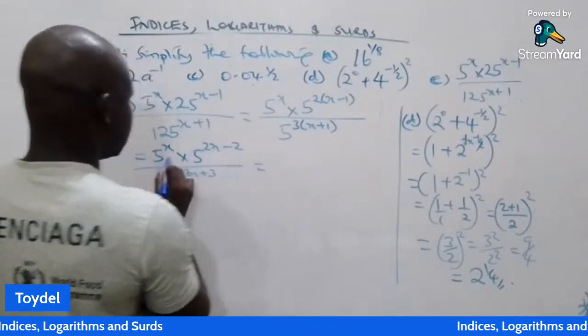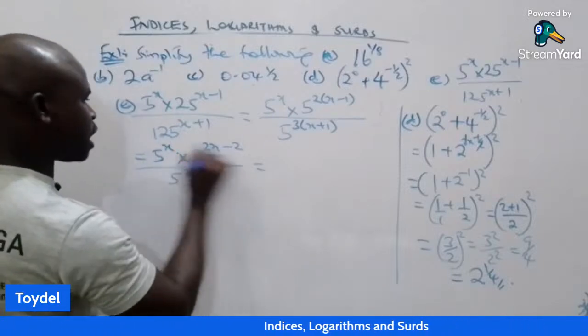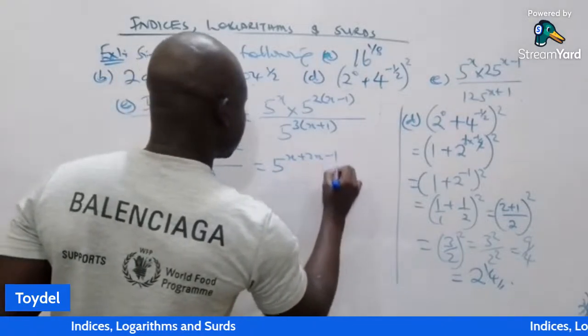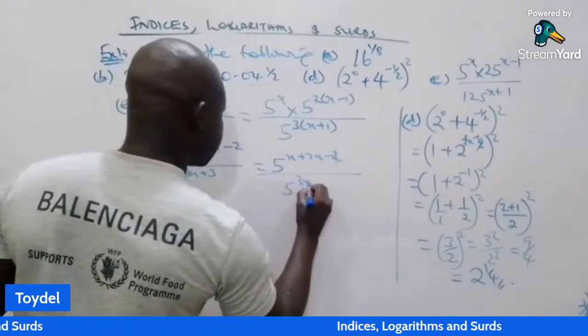Then from there, the bases are equal. The operation is multiplication, so I will add the powers. So I have 5 raised to the power x plus 2x minus 1 and minus 2, all over 5 raised to the power 3x plus 3.